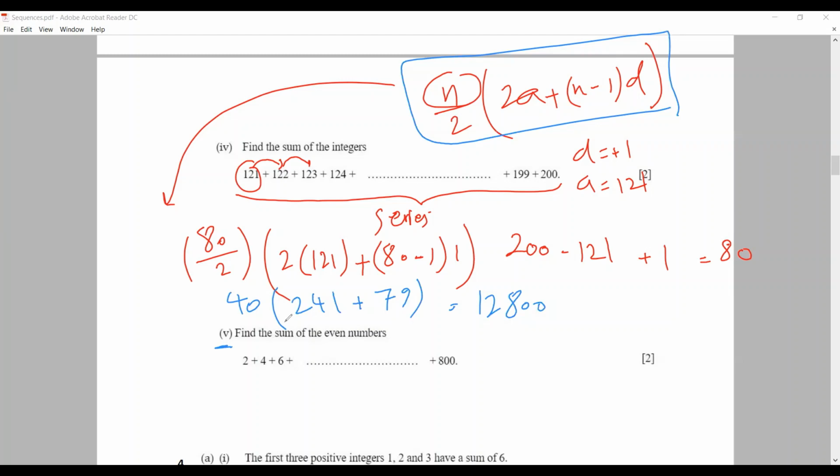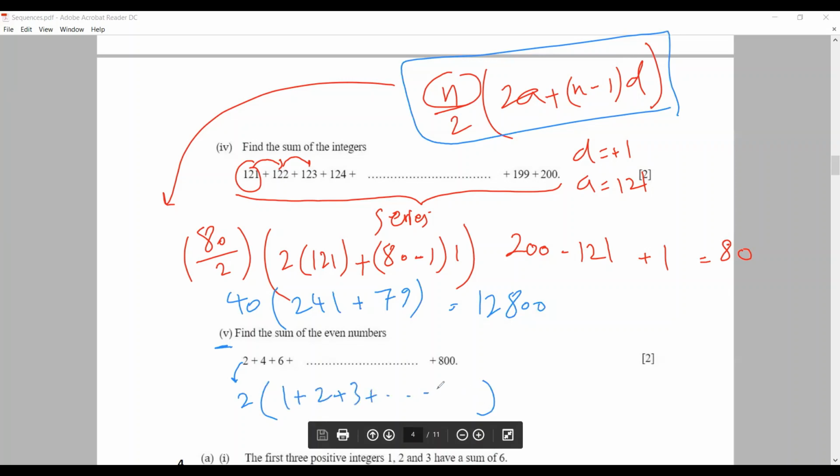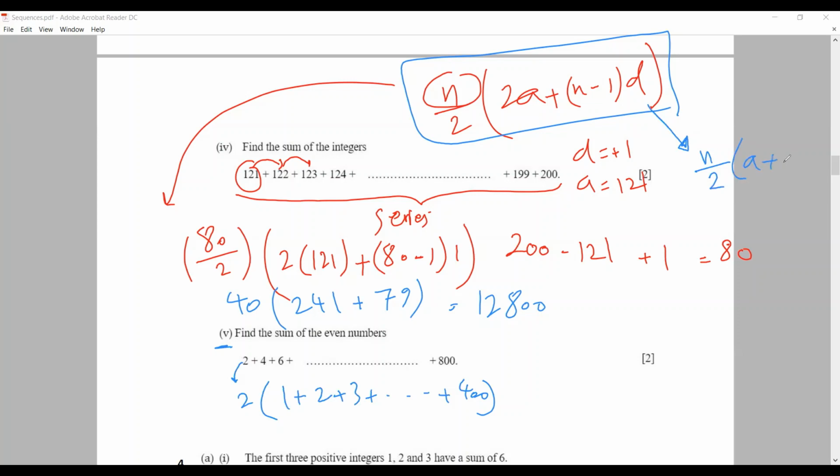Again, you can use this formula, but at first I like to make a little bit of modification here. I would like to take out 2, in other words, factor out 2, and I'm left with 1 plus 2 plus 3 plus all the way to 400, right? That's not really necessary, but you can do that. And then another version of this formula is basically n over 2 times the first term and last term, right? So let's forget about these 2 for a second.